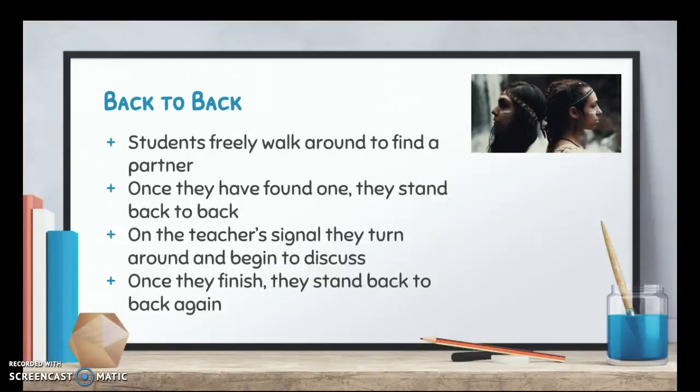Back to back, similar to stand up, hand up, pair up, is literally what it says. I let the students stand up. They freely pick a partner. Once everybody's matched up, because they're back to back, I know that they're ready. If there is an odd person, I'll partner up with that person, or I'll sometimes let them do three. It depends on if I need to be taking more notes about student conversation.